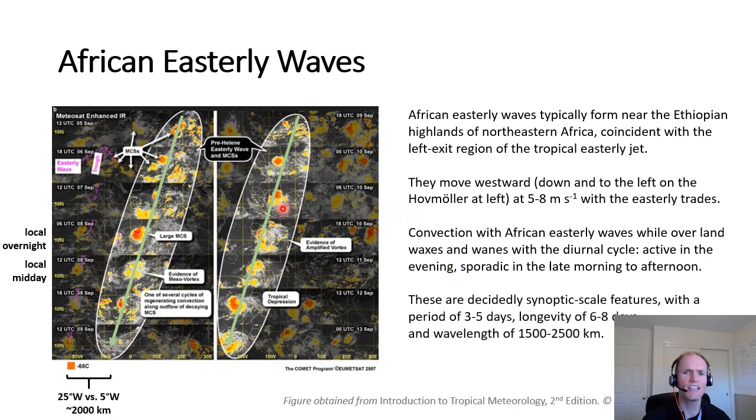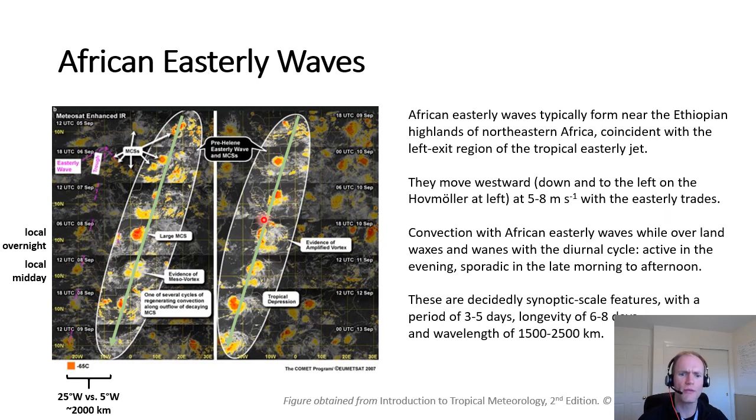So these again are decidedly synoptic scale features. Note the extent of one of these areas of convection, roughly 5 to 10 degrees longitude here, and that's just for the area of deep moist convection. If we look over here on the right-hand side, we have one easterly wave here in the lighter shaded region, but then our next one is back to the east, roughly by 20 to 25 degrees longitude, which is roughly 2,000 to 2,500 kilometers near to the equator. These features repeat every 3 to 5 days and have their greatest intensity during the summer, when you get the strongest heating and strongest lifting along the Ethiopian highlands over eastern Africa.